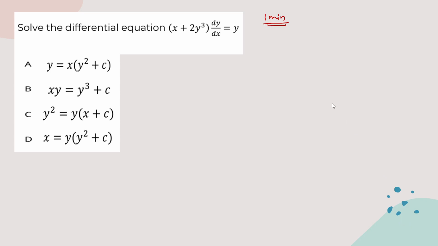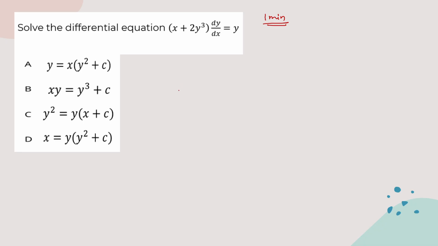Any idea how to do this? Yeah, tell me. Sorry. Mm-hmm. Okay. That.